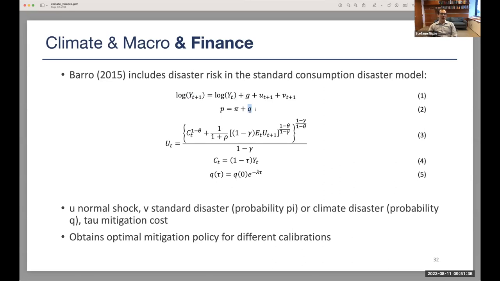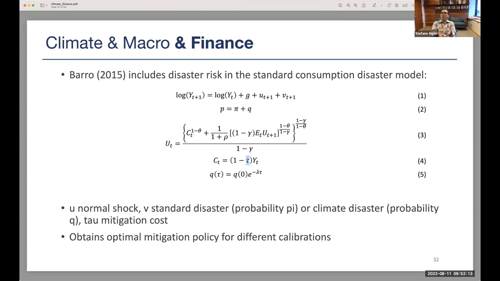The disaster is coming with a certain rate, and then the rate is affected by a probability which is driven by output. So it also incorporates this feedback effect. And basically you can mitigate this, right? So that's endogeneity. You can pay to mitigate the probability of disaster by sacrificing some output. So it's a very simple model that allows us to think about a one-dimensional optimal policy, which is basically how much I want to mitigate.